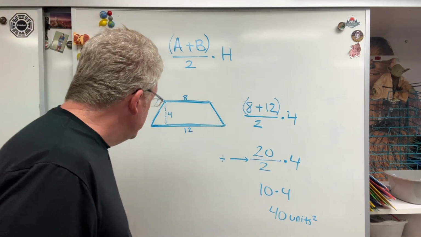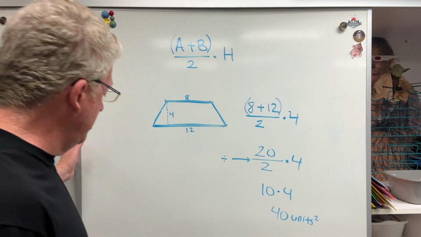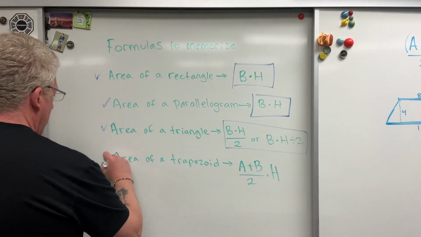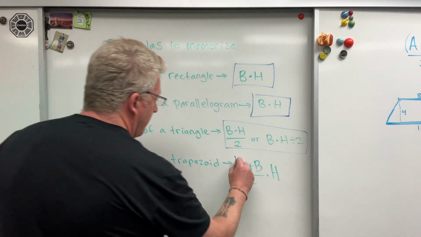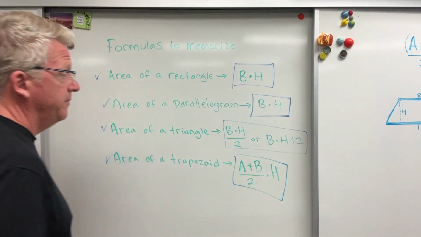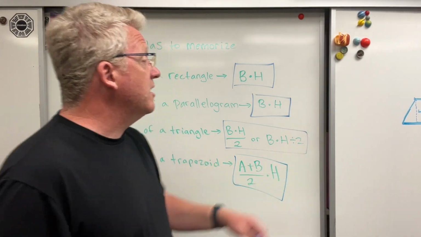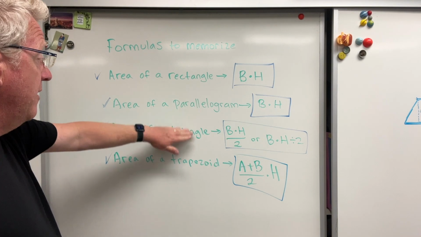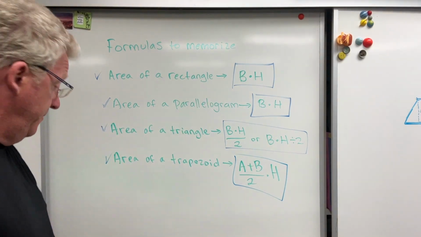All right? So there is our area of a trapezoid. Here is our formula for area of a trapezoid. All right? Those are our 4 things that are going to be on the quiz. Area of a rectangle, parallelogram, triangle, trapezoid.